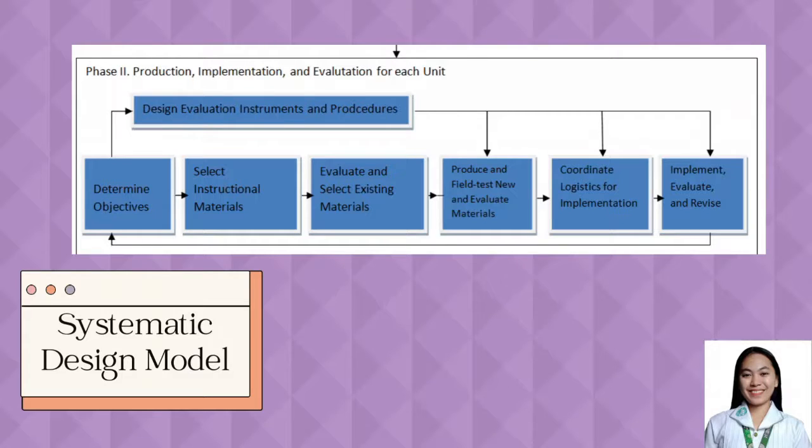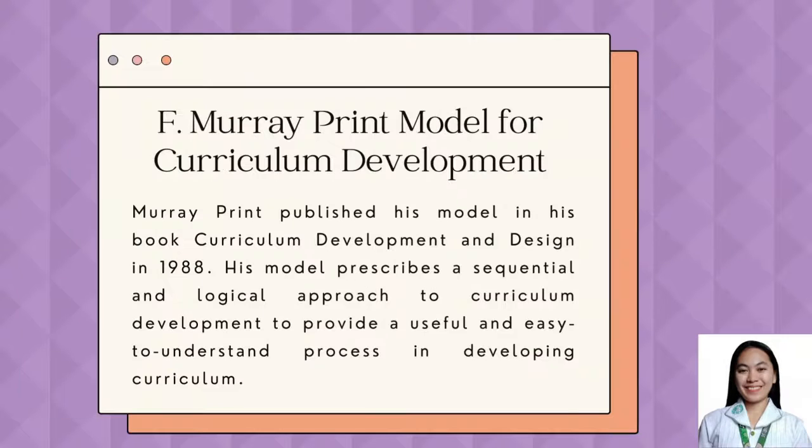Because in this model, having a research culture among faculty members can improve the way higher education curricula are planned. Next is Moray Print Model for Curriculum Development. Moray Print published his model in the book Curriculum Development and Design in 1988. His model prescribes a sequential and logical approach to curriculum development to provide a useful and easy to understand process in developing curriculum. It revolves around three phases.